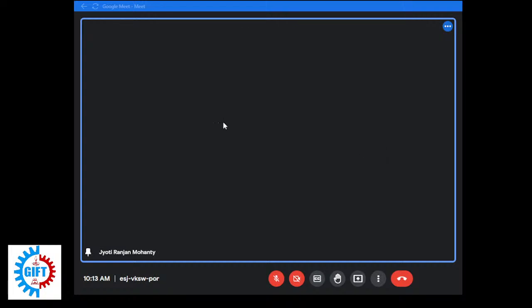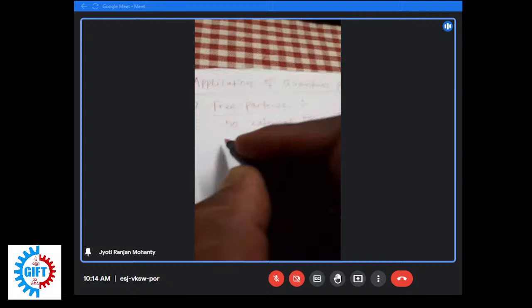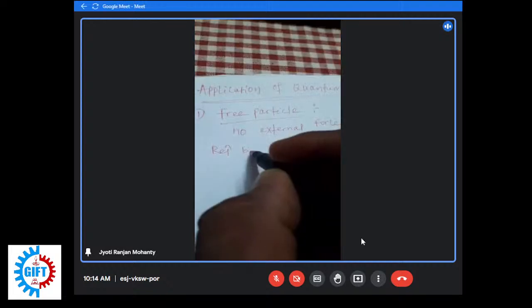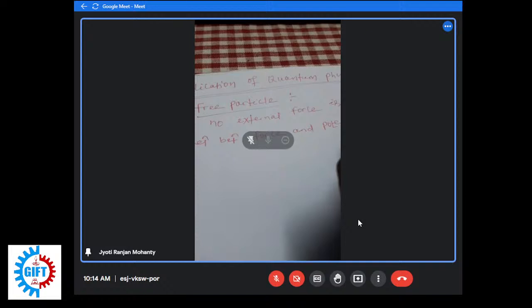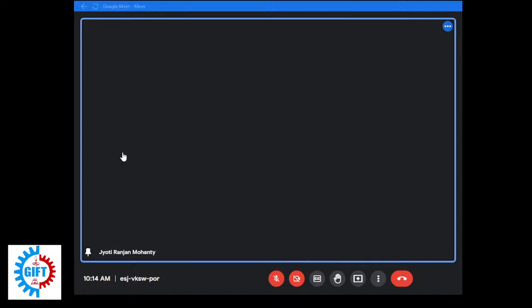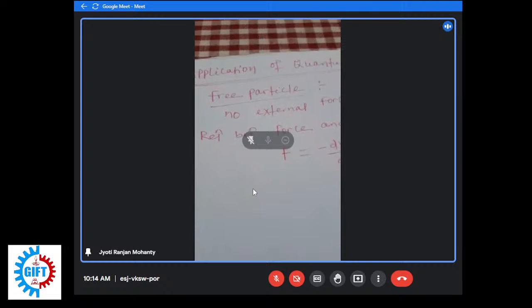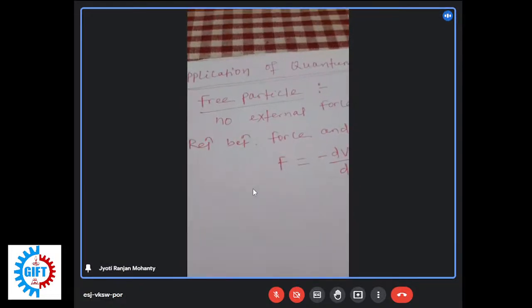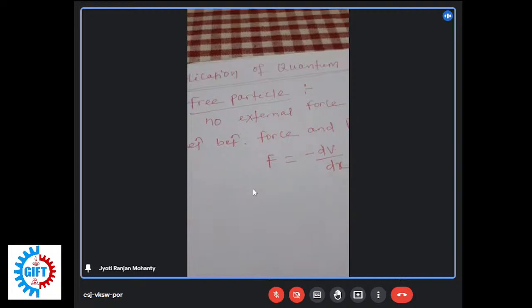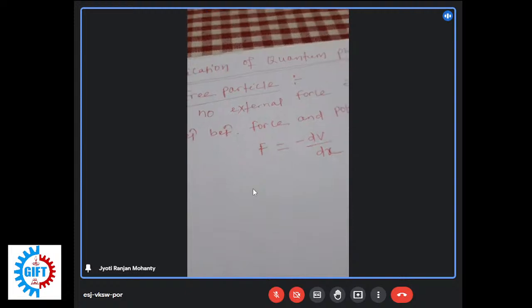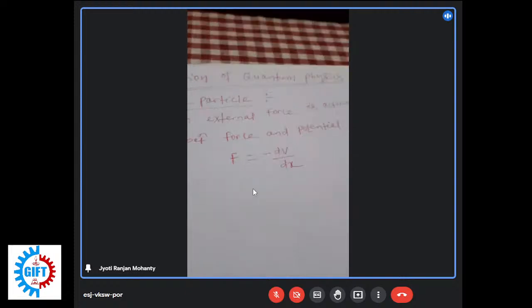Let's start. The relation between force and potential. The relation is F is equal to minus dV by dx. So there is a relationship between the net external force acting upon a particle and the potential energy. This is the relation: F is equal to minus dV by dx.